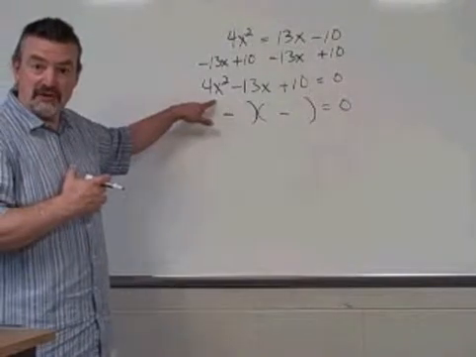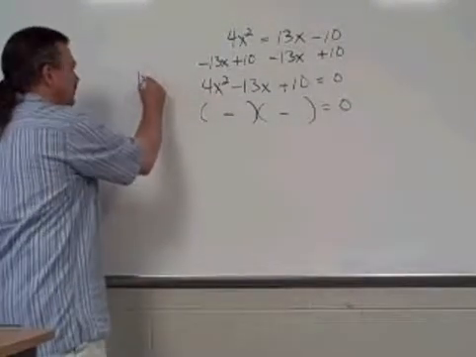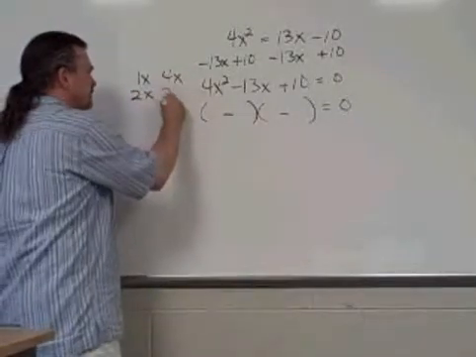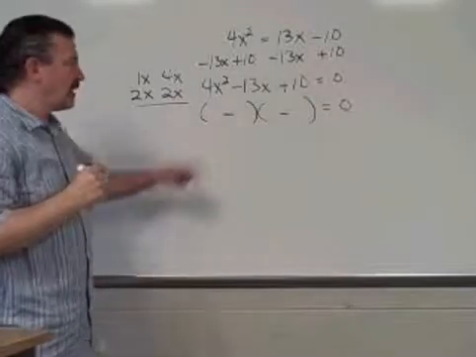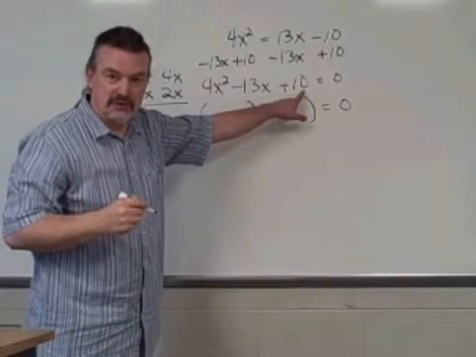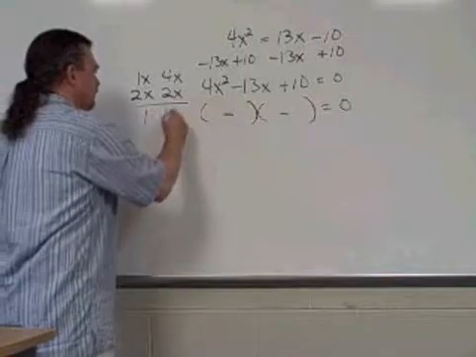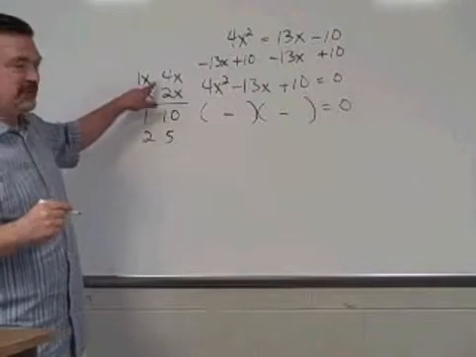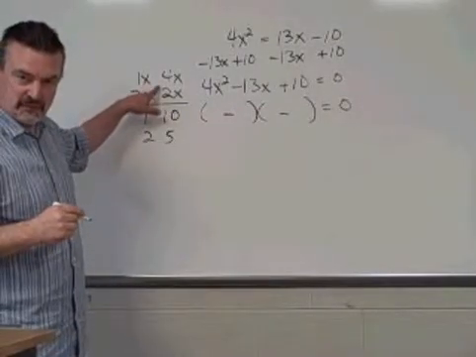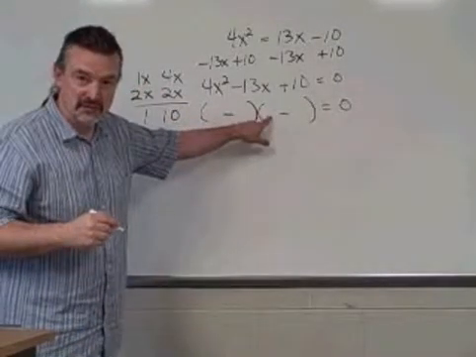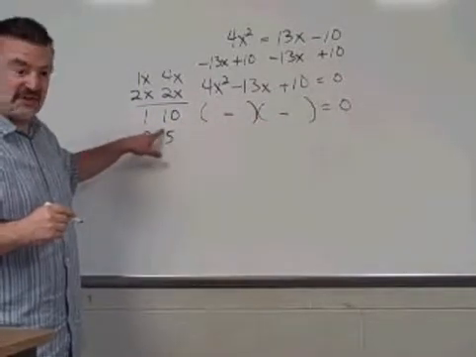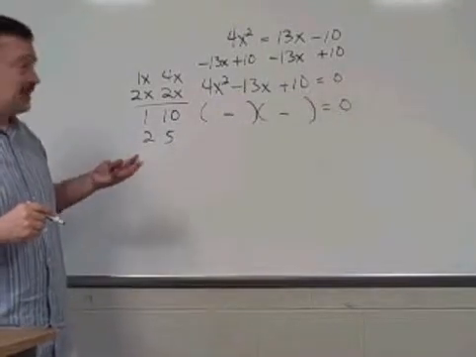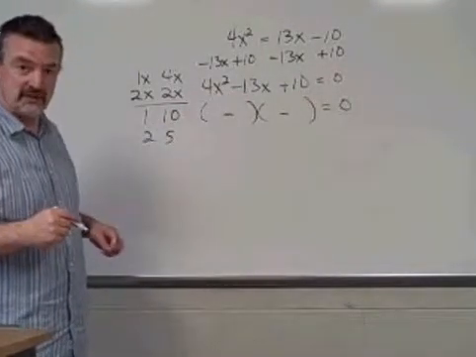Now, what factor pairs would make 4x squared? That would be 1x times 4x, or 2x times 2x. What factor pairs would make the third term, in this case 10? That would be 1 times 10, 2 times 5. Now we need to pick one pair from the first group to put into the first positions of the binomials, one pair from the second group to put into the second positions of the binomials, and find the right combination that will make minus 13x for us.